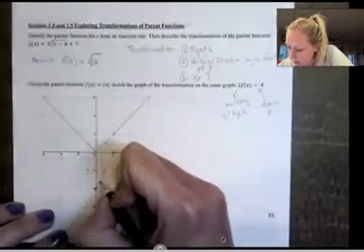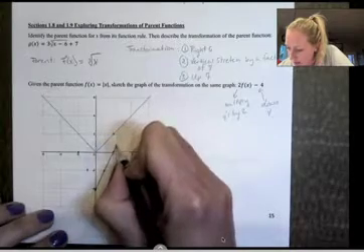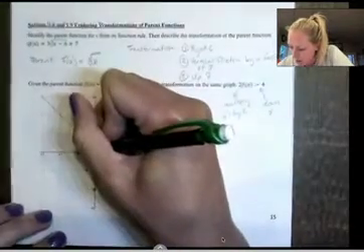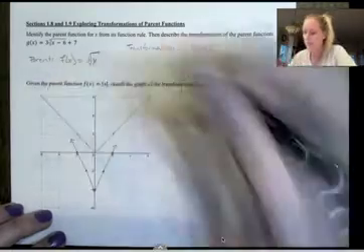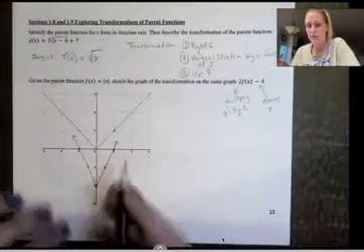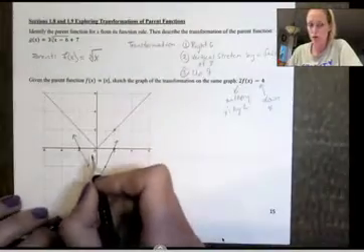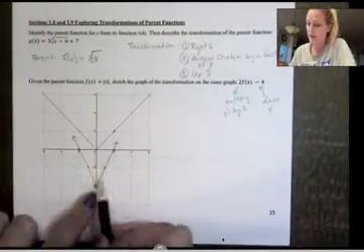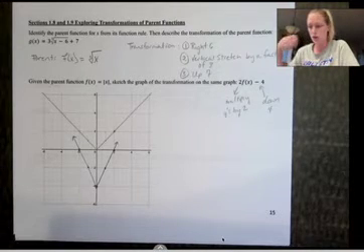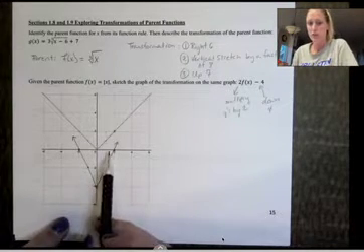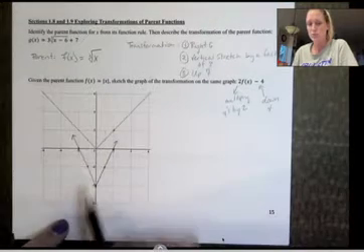Okay, let's connect so we can see what this graph looks like now. This is our new transformed graph. It has been vertically stretched. You can see it's gotten skinnier or taller, right? It's been vertically stretched by a factor of 2, and it's moved down 4.